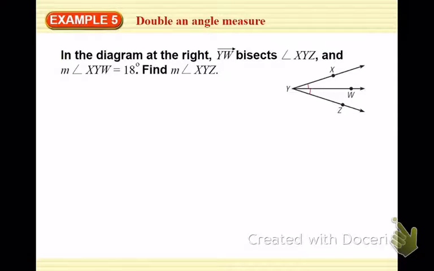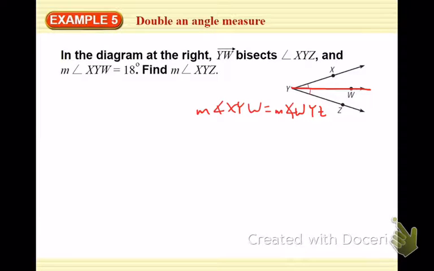In the diagram at the right, ray YW bisects angle XYZ, and the measure of angle XYW is equal to 18 degrees. Find the measure of angle XYZ. When you see from the picture there, if ray YW, that's how we would write it because it is a ray, bisects angle XYZ, then it creates those two congruent angles, angle XYW. So the measure of angle XYW is equal to the measure of angle WYZ.